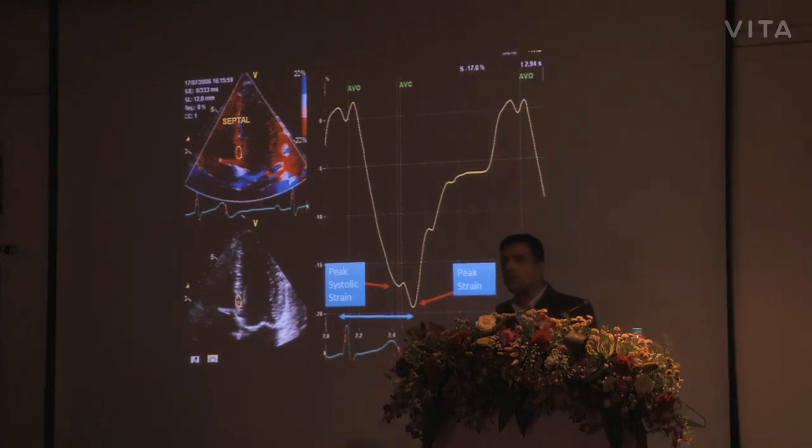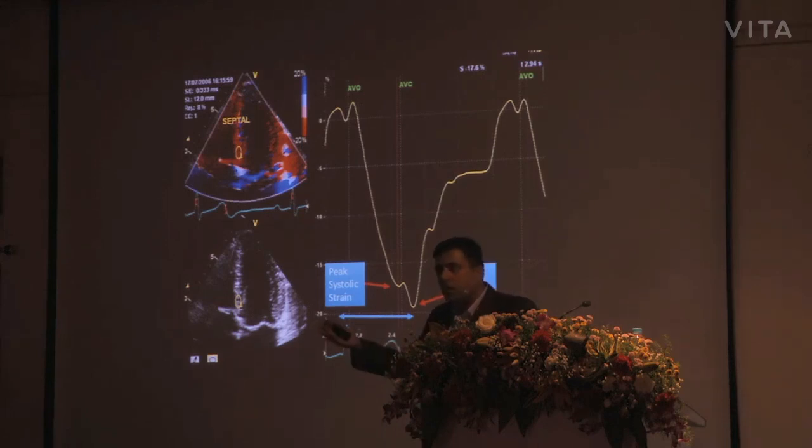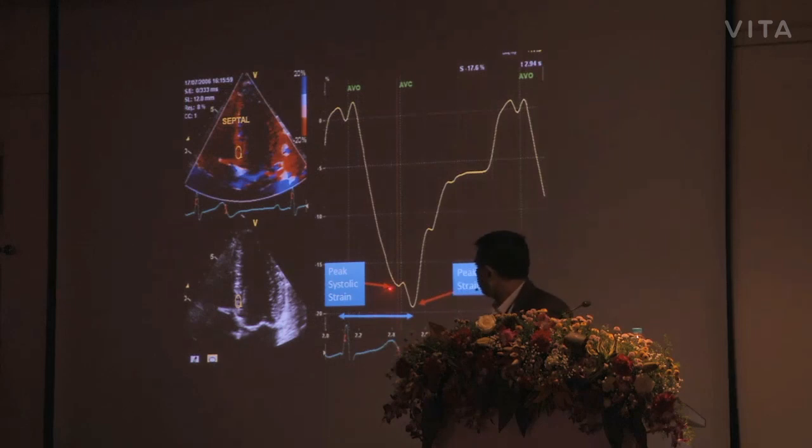So there's a few segments that continue to contract after the closure of the aortic valve, and this is called post-systolic shortening. Okay, this post-systolic shortening is seen in 30% of the myocardial segments, and it is seen in abnormal cases. My colleague will tell us more about it. So when we are making measurements about strain, we have peak systolic strain and a peak strain which might be even after the aortic valve closes.